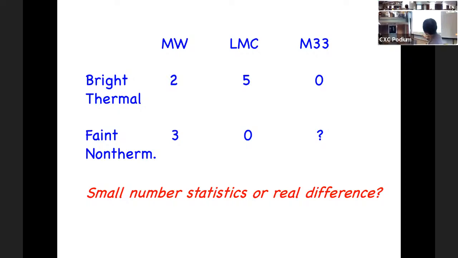And then look at the fainter ones. The fainter ones are mostly non-thermal. The Milky Way has three, the LMC has zero. M33, we don't know, we didn't search that. So you look at these numbers. Is this a small-number statistics issue, or does it tell us something really different among the three galaxies? I know some people say it's a Malmquist effect. No, that's crap, I don't know.